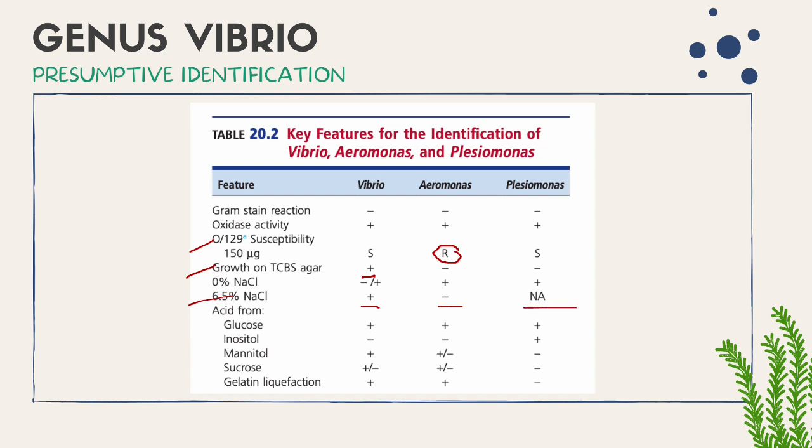For the acid production from the fermentation of such carbohydrates, so for glucose, hindi magagamit because they are all positive, as well as inositol. And for mannitol, only Plesiomonas cannot ferment mannitol. For sucrose, also Plesiomonas. And for gelatin liquefaction, only Plesiomonas.